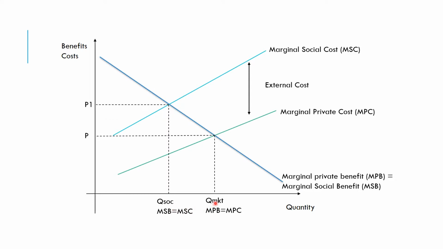Now we can see that the level of output the free market gives us is different to the level of output that we want desirably from society's perspective. So the free market here has failed. It's not given us the desirable quantity. In fact, it has been an overproduction, so too many cigarettes, for example, being produced here. We can go one step further and quantify the level of loss to society, which we call the net welfare loss.